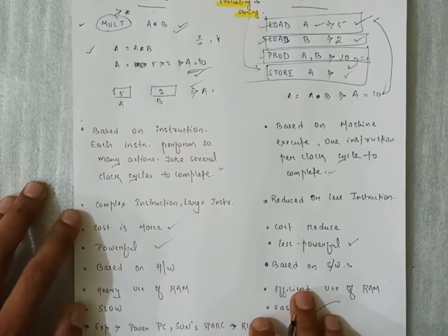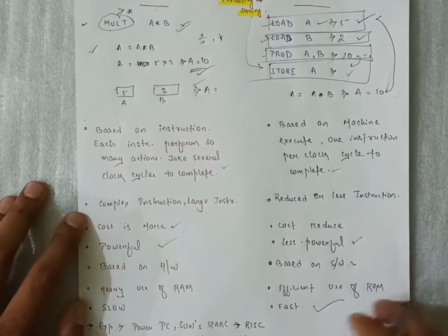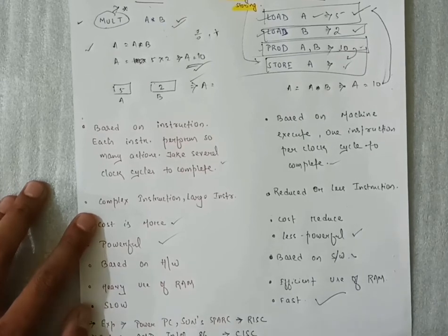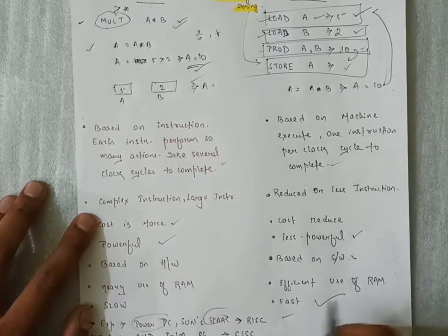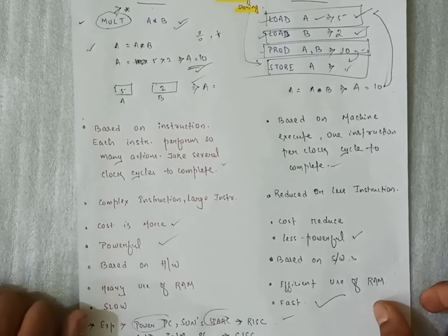Some examples of CISC are AMD, Intel x86, like that. And for RISC, PowerPC and Sun SPARC are examples of RISC. That's all about CISC and RISC.